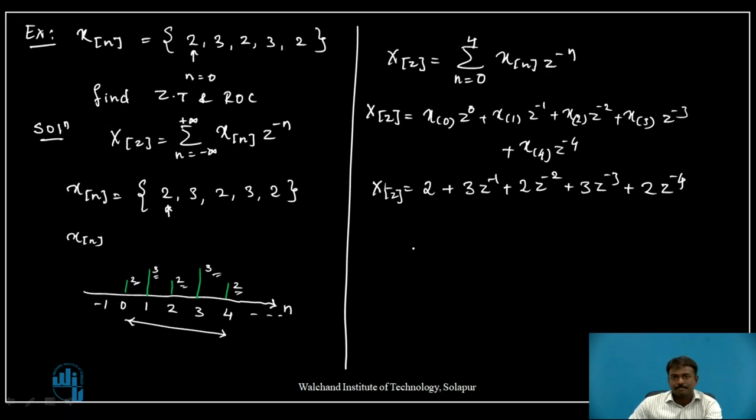From this expression we can say that the ROC is the entire z plane except at z equal to 0, because if I substitute z equal to 0 in this X(z), then all these last 4 terms will be equal to infinity. Because of that, X(z) will not converge for the given z value. Therefore, X(z) does not exist for z equal to 0. Therefore, the ROC is the entire z plane except at z equal to 0.